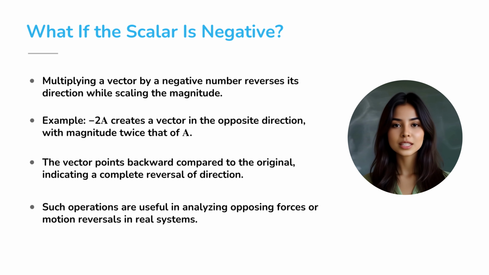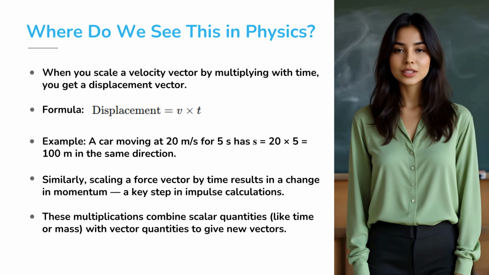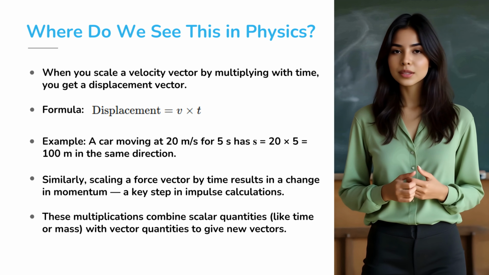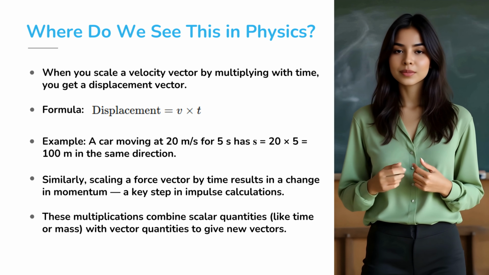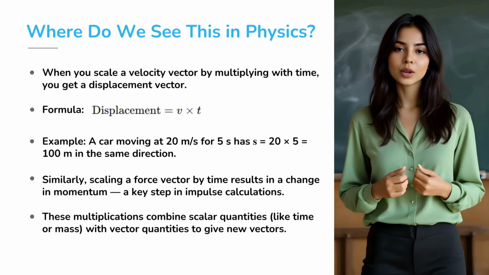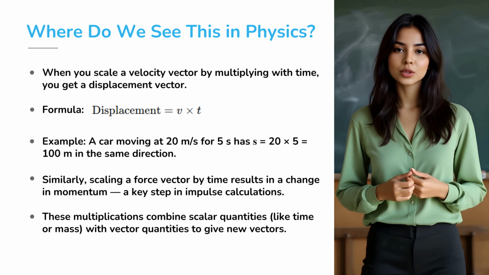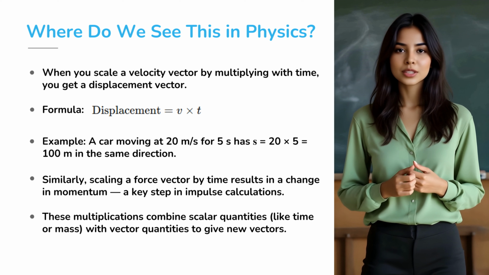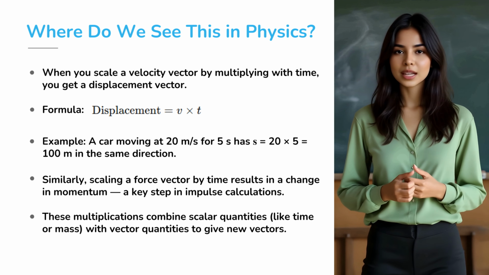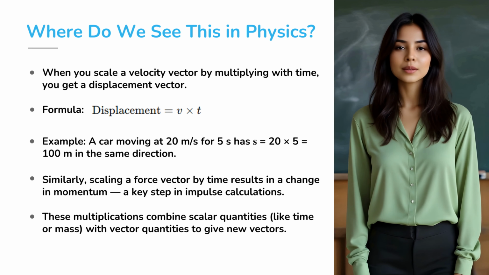This reversal is incredibly useful in physics. We use it when dealing with forces in opposite directions or calculating recoil effects in collisions. Let's bring this concept into the real world. Say a car is moving with constant velocity. If you multiply that velocity vector by time, what do you get? Displacement. Yes, displacement equals velocity vector multiplied by the scalar time.